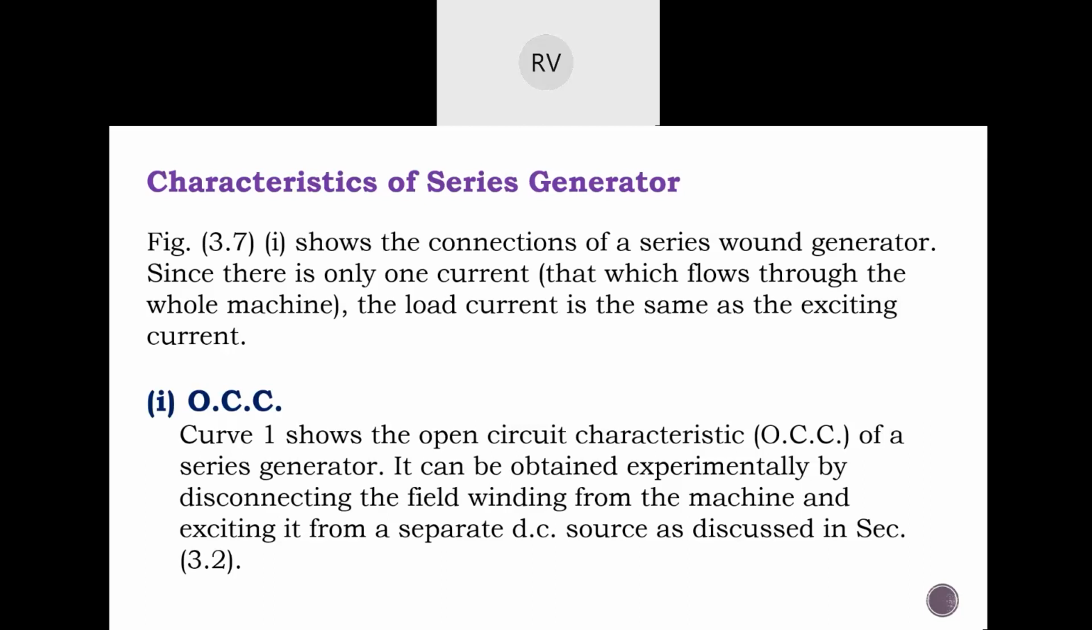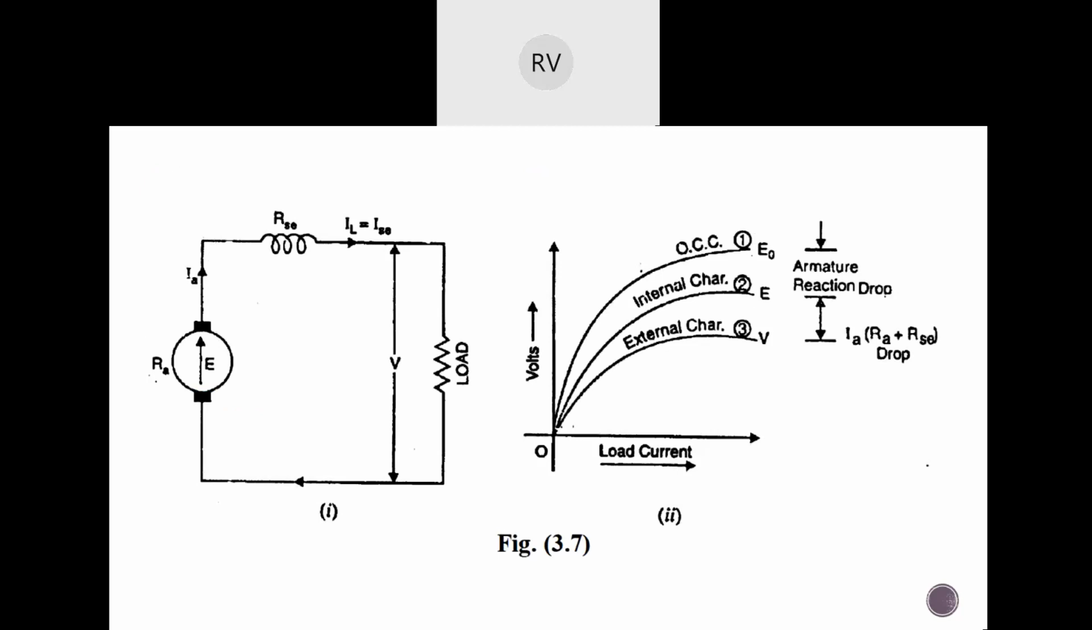Here curve 1 shows the open circuit characteristics of the series generator. It can be obtained experimentally by disconnecting the field winding of the machine and exciting it from a separate DC source as discussed. So here, on the right hand side you have the different characteristics of the machine. You are seeing OCC, fine. OCC is represented by the first curve. Next is internal characteristics, and the third one is the external characteristics.